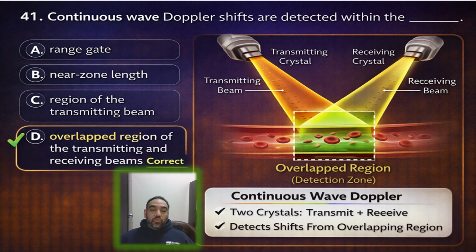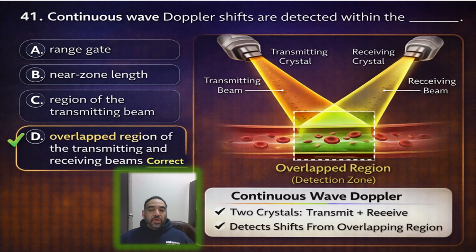So remember, continuous wave, or CW Doppler, uses two crystals. One continuously transmits and one continuously receives. And since both are active all the time, the system detects Doppler shifts only from the area where the transmitted beam and the receiving beam overlap. That overlapping region is where moving blood cells can, one, be insonated by the transmitting beam, and two, reflect sound back to the receiving crystal. So if you have no overlap, you have no detected signal. Now let's look and see why the other ones are wrong.